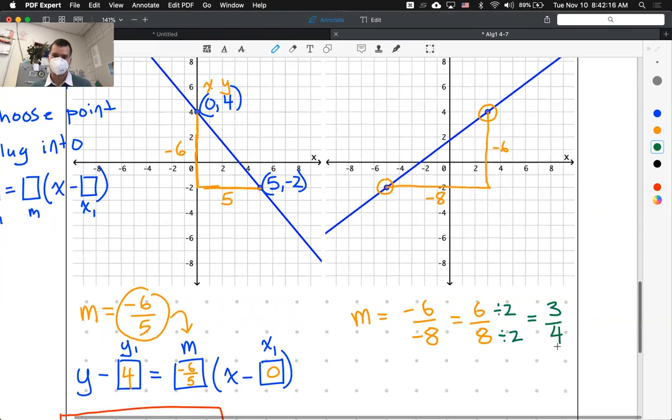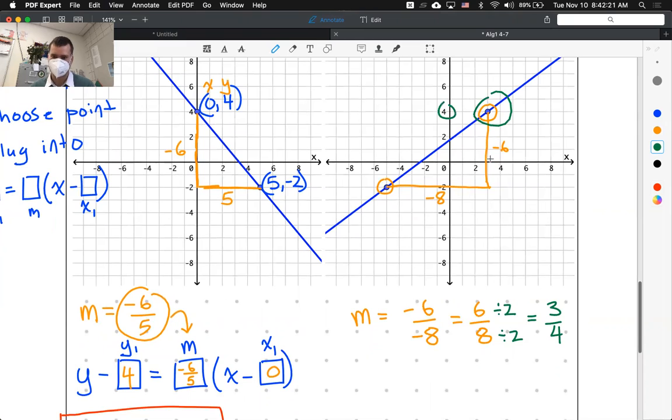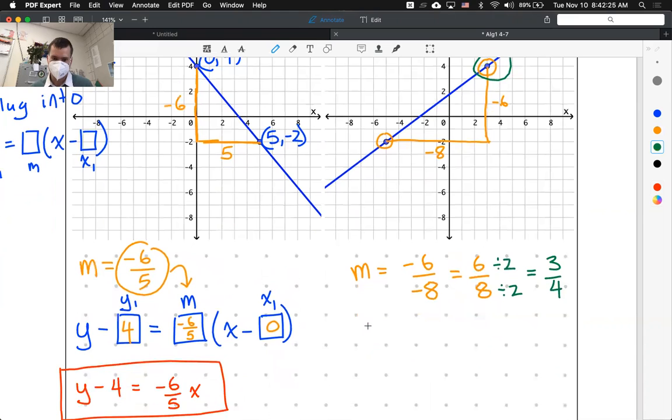From there, it's a matter of just picking a point. I'm going to pick this point up here because it's a +4 and a +3. I don't have to worry about double negatives. When I plug that in, I get y minus the y coordinate, which is 4, is equal to the slope that I just found, 3/4. And then in parentheses, x minus the x coordinate up here, which is 3. So that's x minus 3. Type that into Khan Academy and you will get it correct.